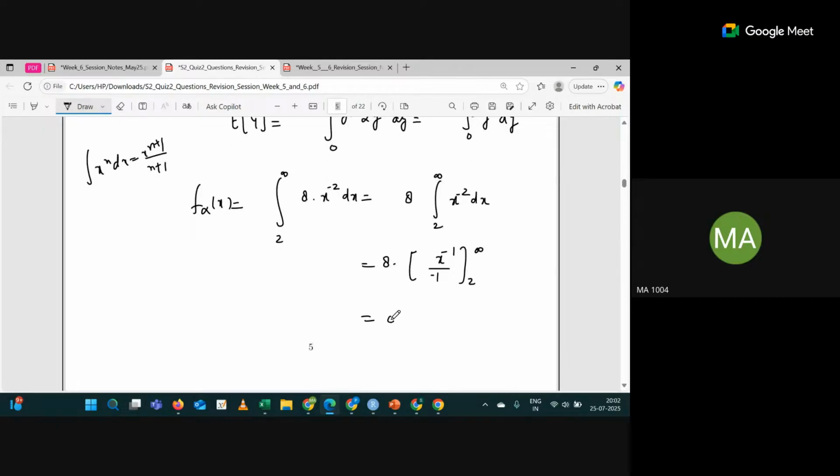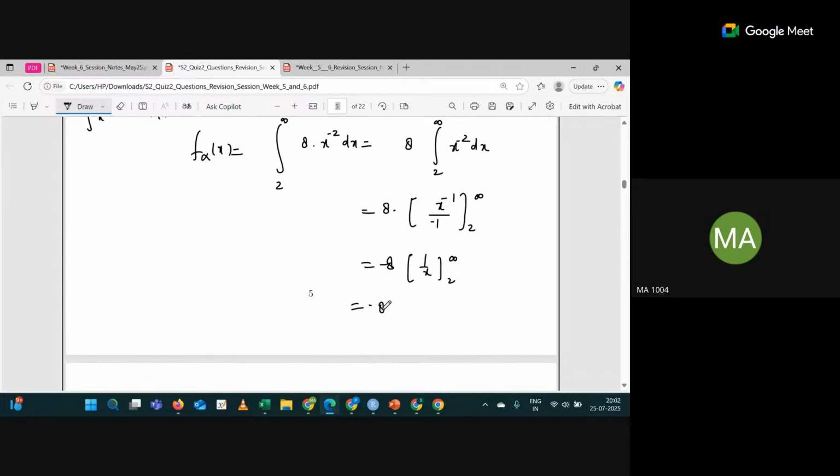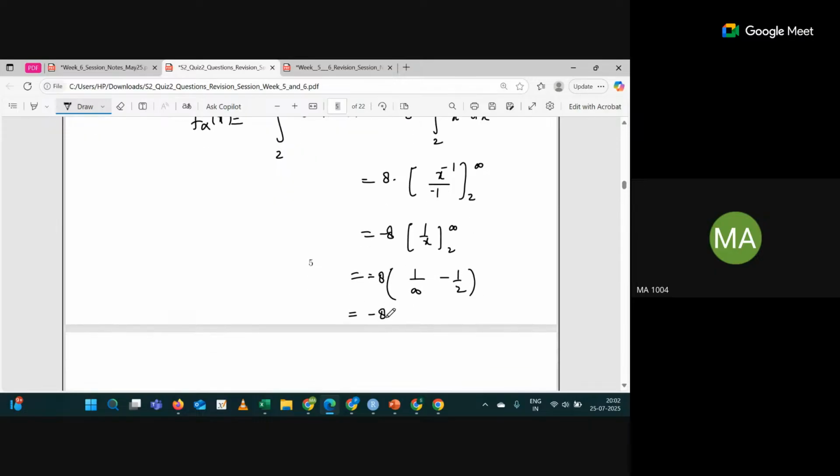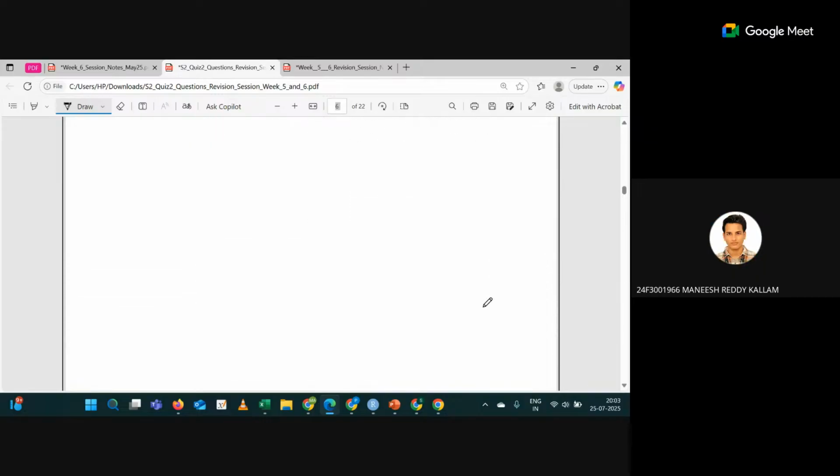So basically you are getting minus 8 by x, right? So let's make it 1 by x here. From 2 to infinity, this will be minus 8 times (1 by infinity minus 1 by 2). 1 by infinity will be 0. So minus 8 into minus 1 by 2, which is 8 by 2. I think this is correct, right? Basically 4 will be the answer. Yes, sir. It was clear.